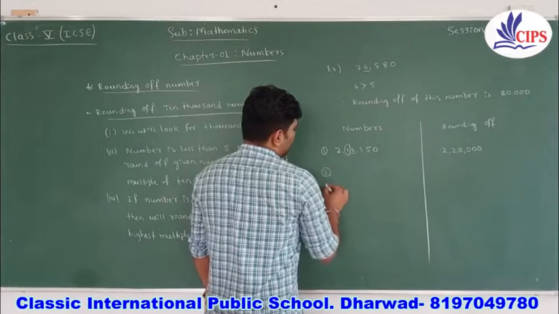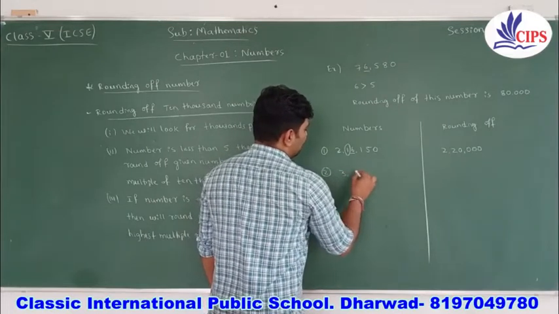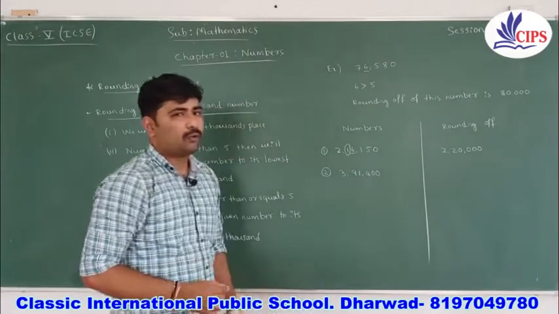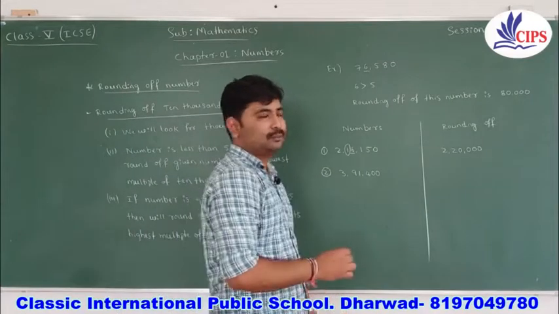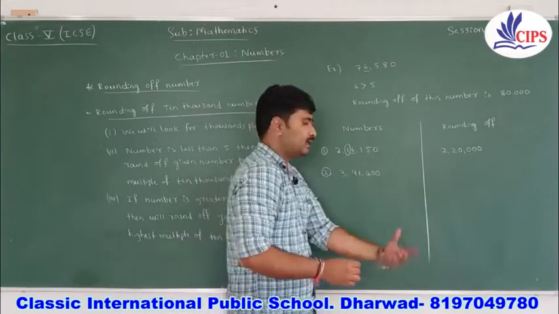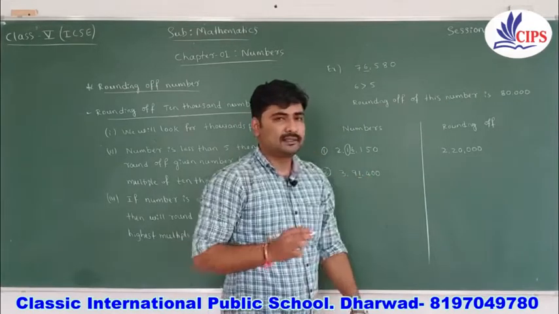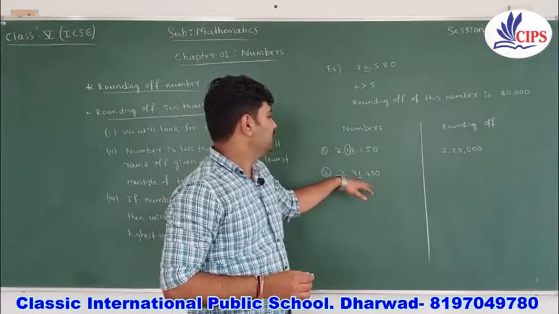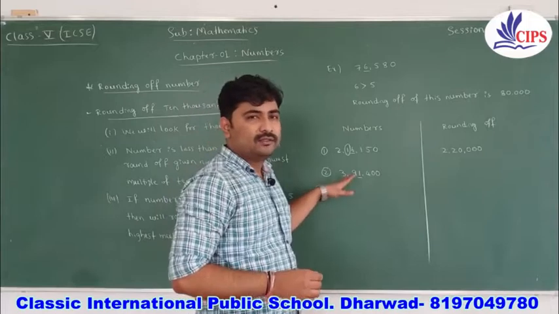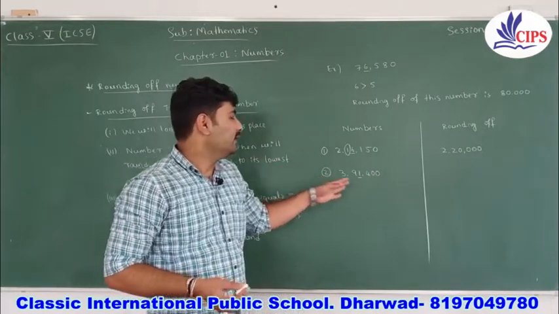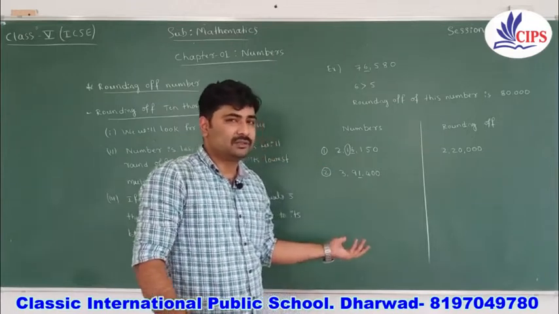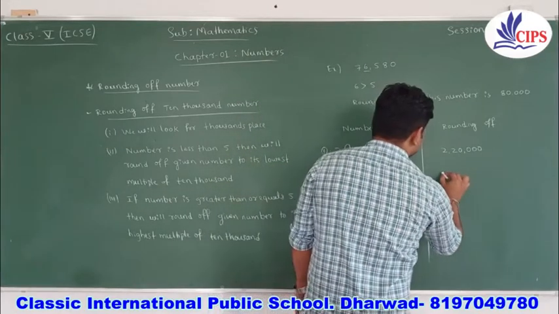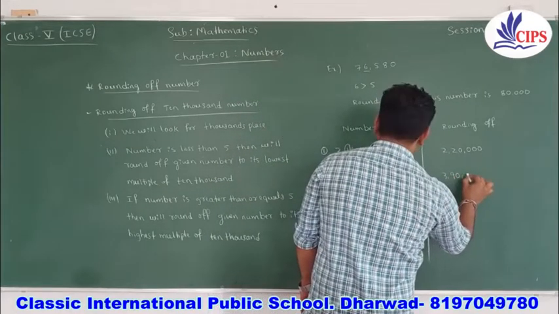Next, I am going to write 3,91,400. Again, I want to round it off to its 10,000th place. If I am rounding it off to its 10,000th place, again I will consider its 1000th place. See, in the 1000th place, there is a 1. Obviously, 1 is less than 5. Again, so we need to write it in the lower multiple form of 10,000. Here, the lower multiple of 10,000 will be 90,000. So I am going to write it as 3,90,000.